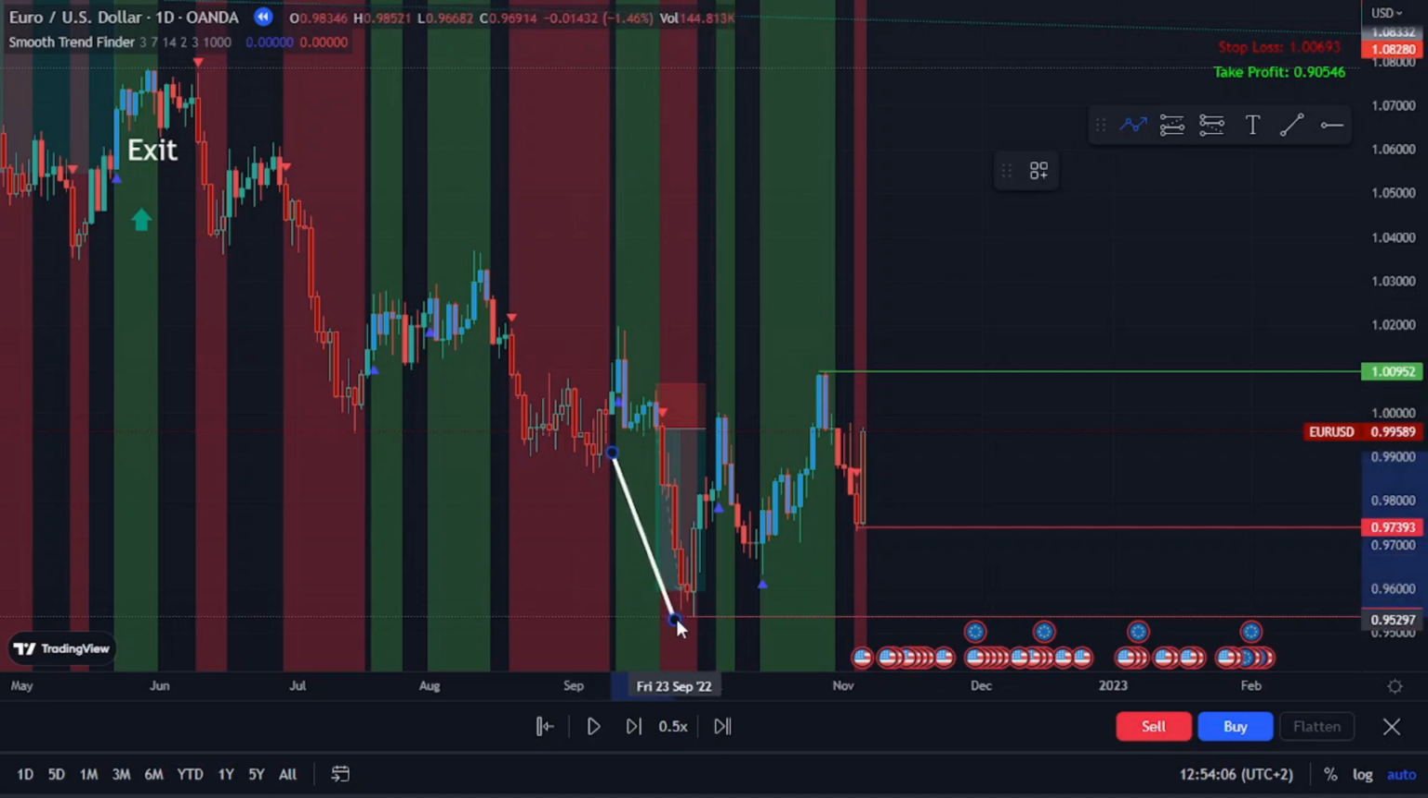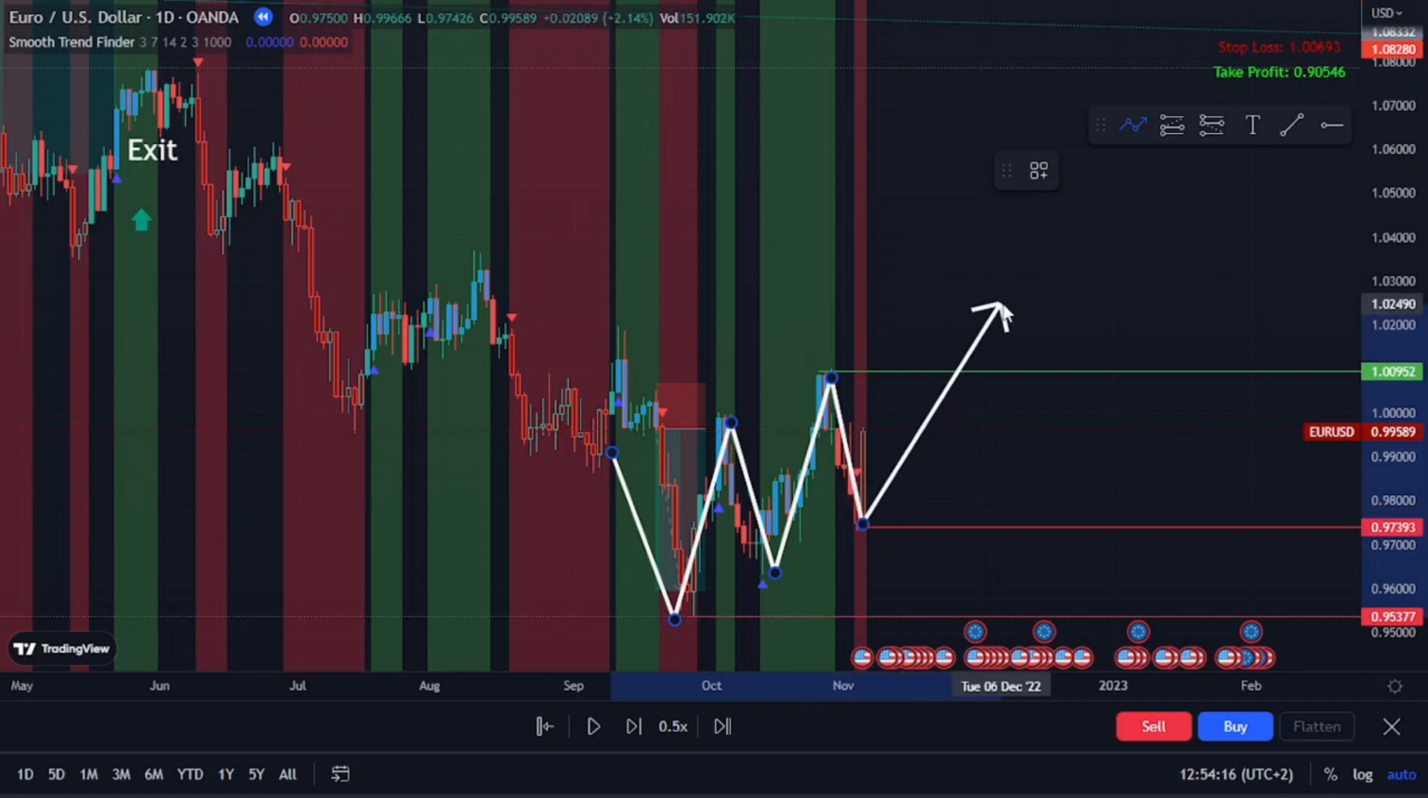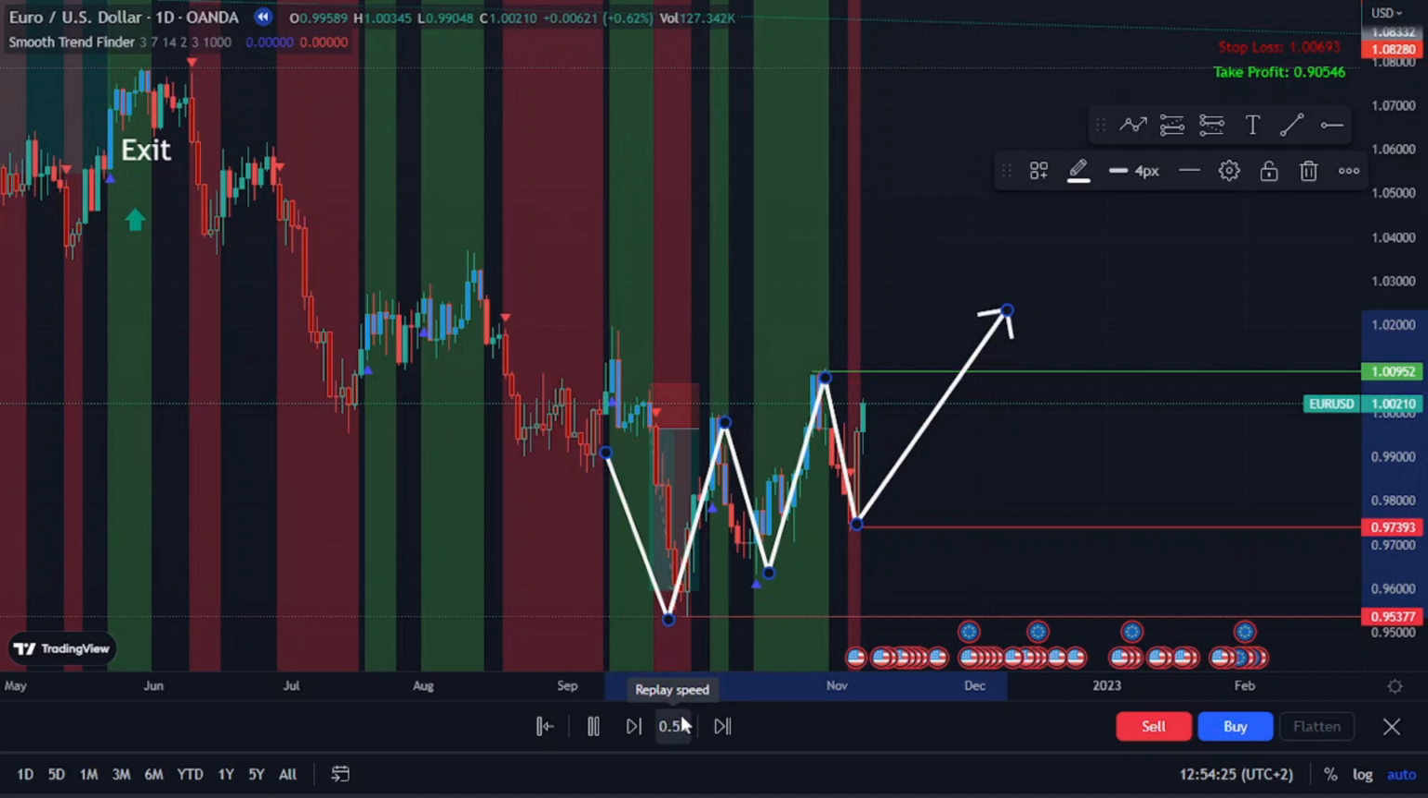In this video, we'll feature the new Smooth Trend Finder indicator for TradingView. What this means is we'll look at how to use the indicator and a simple profitable strategy that everyone should be trading. Let's look at an example on the Euro USD.